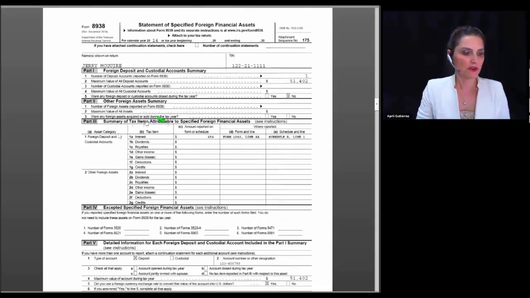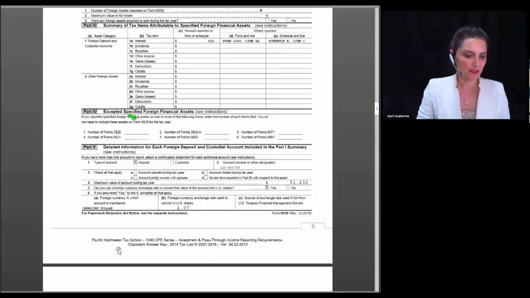We then move on to Form 8938, and on Form 8938, we indicate that the foreign interest that he has is $654. That's been reported on Form 1040, line 8A, and on Schedule B, line 1. And then we indicate his ownership of the account. We say it's a deposit account. We show the account number. We show the highest balance in that account in US dollars.